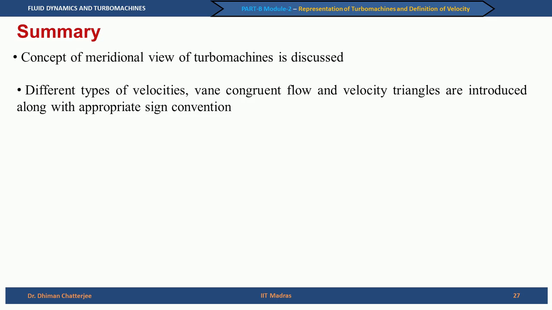So, to summarize what we have learned today, we have discussed the concept of the meridional view of turbomachines. We have also talked about the different types of velocities. In particular, we have talked about vane congruent flow, which forms the basis of any introduction to the velocity triangles inside the turbomachine impellers, and we have also talked about the appropriate conventions for the angles.